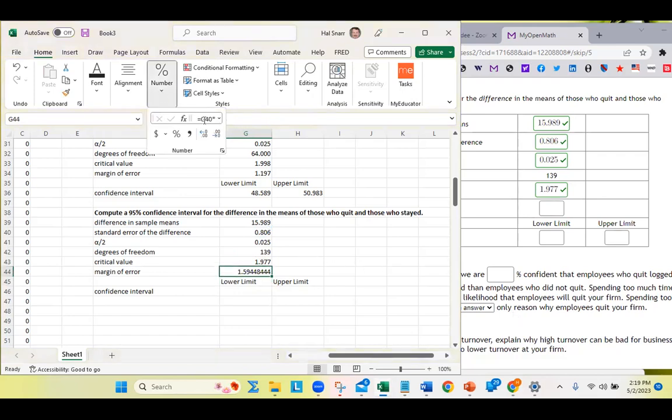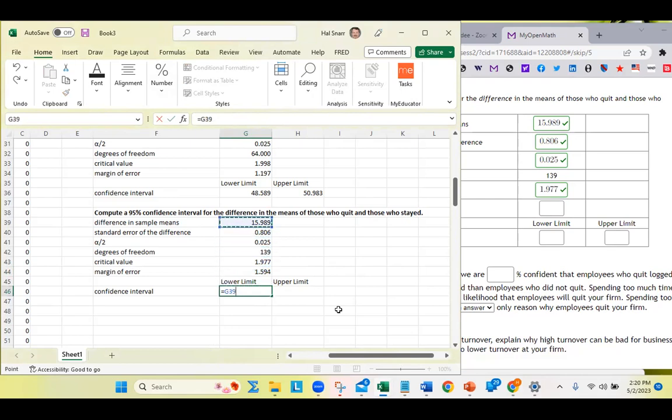So I'm going to round that down to 3 decimal places. Right. So I have a margin of error of 1.594. Now, for the confidence interval, I'm going to do equal, and I'm going to put my blue box around the difference in sample means, right? And I'm going to subtract off the margin of error, right? Subtract off the margin of error.